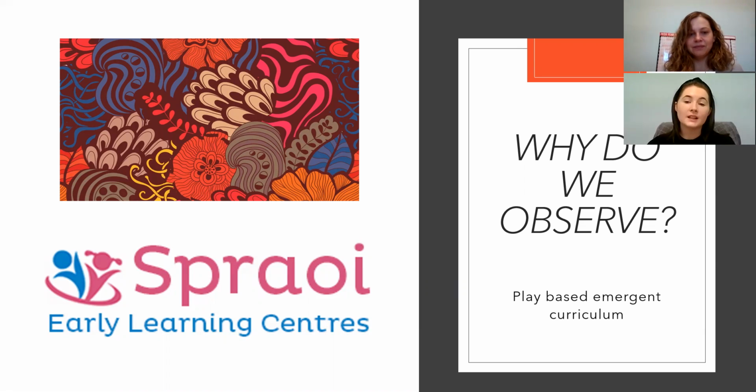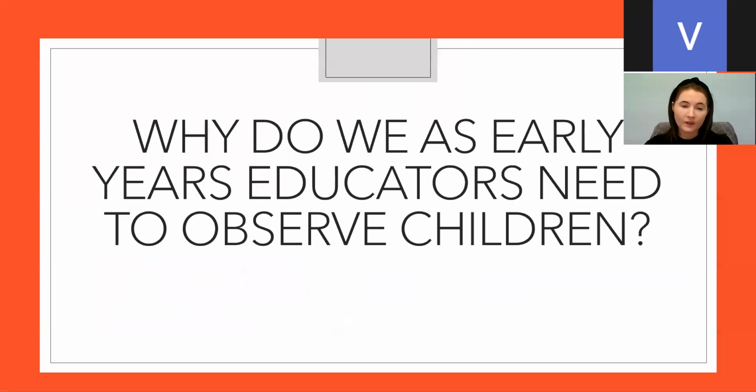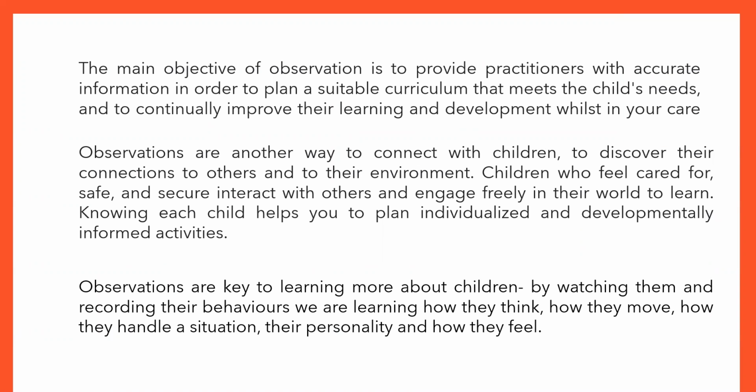So we're going to start off with the first slide: why do we observe? So here at Spree and Sonas, we are play-based emergent curriculum. So the first question we're going to ask ourselves is why do we as early educators need to observe children? So the main objective of observation is to provide practitioners with information in order to plan a suitable curriculum that meets the child's needs and to continually improve their learning and development whilst in your care.